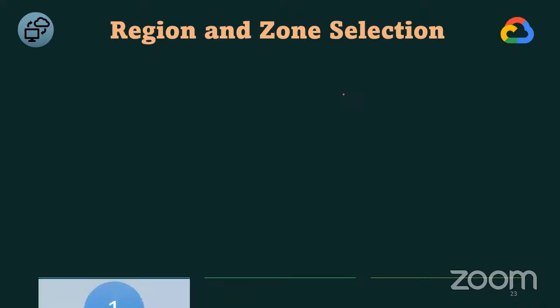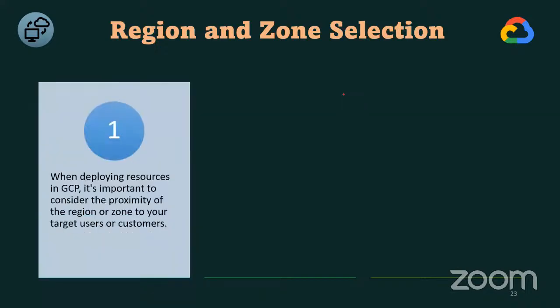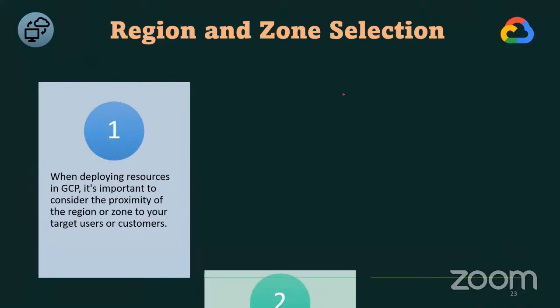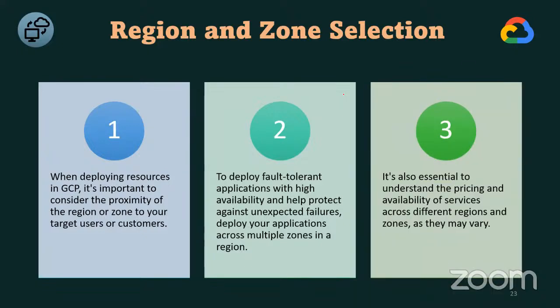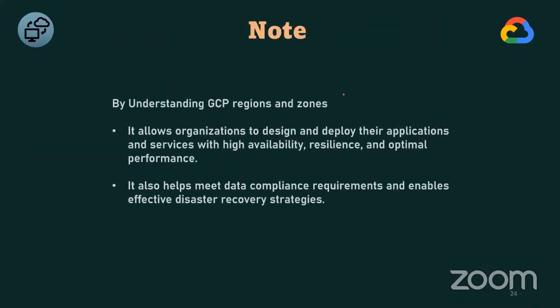Okay, so this is what we have seen as the selection criteria. This is our first point: whenever we deploy resources, try to understand the proximity, and try to deploy in multiple regions or zones. Second point, understand the pricing and availability of resources, because it may vary. Third point, that's it. By understanding these things, we now know that whenever we deploy a resource, it affects the availability, resilience, optimal performance and latency. It also helps meet data compliance requirements and disaster recovery strategies.